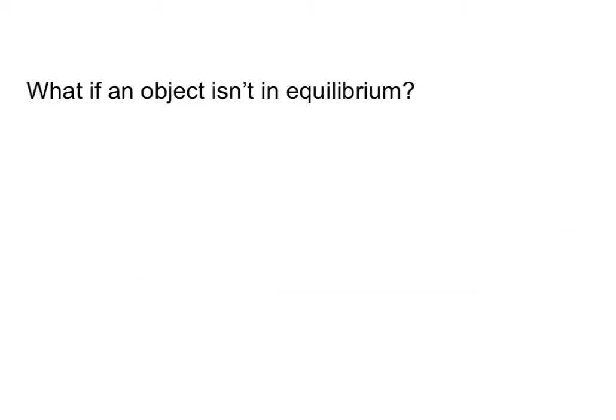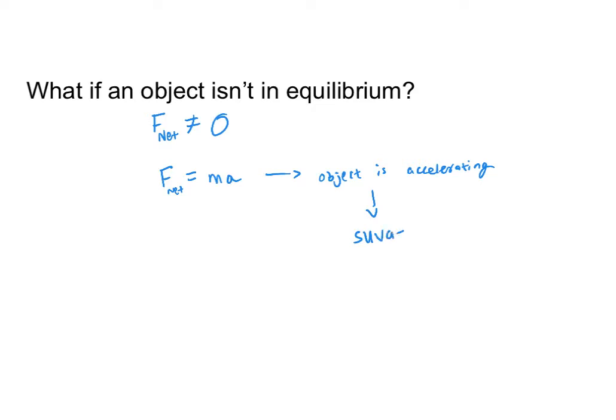So in this video, what we're going to be really looking at is what happens when an object is not in equilibrium. When an object is not in equilibrium, we know that the net force is not equal to 0. From Newton's second law, we know that F net is equal to mass times acceleration. So that means that our object is accelerating. When an object is accelerating, we can solve kinematics problems using our Suvat table.